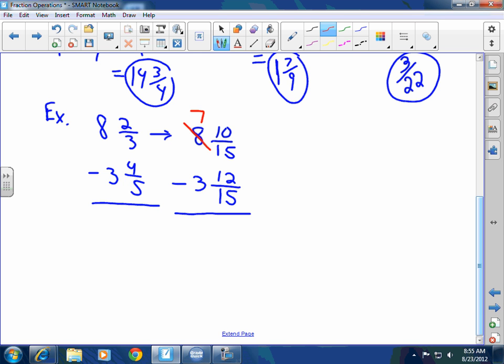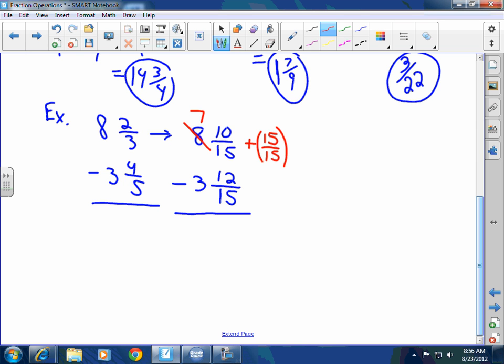That 1 that I borrowed, I'm going to add that 1 to the 10/15ths in the form of 15 over 15. Now, why? What is the value of 15 over 15? 1. I borrowed 1, I added back the 1. So I'm staying balanced, correct? Now, the second question, why 15 over 15? Why not 5 over 5 or 2 over 2?